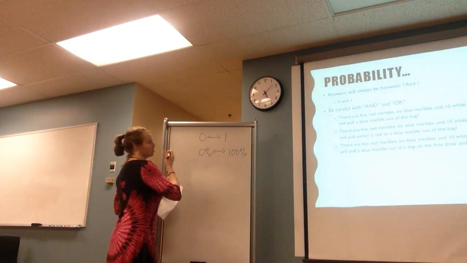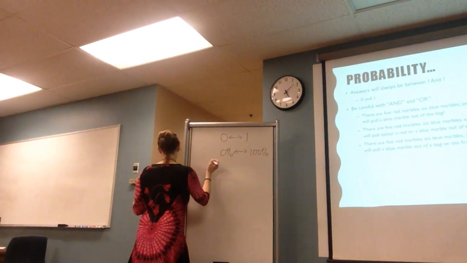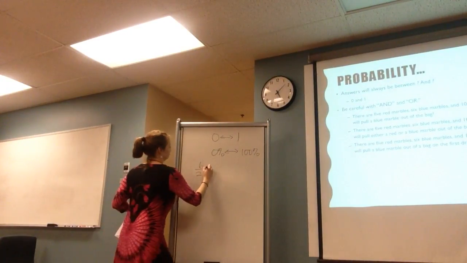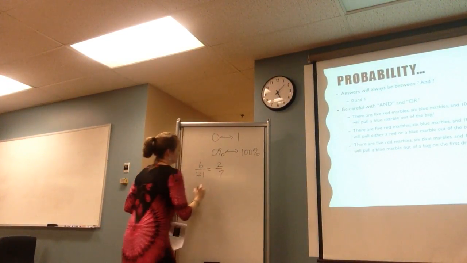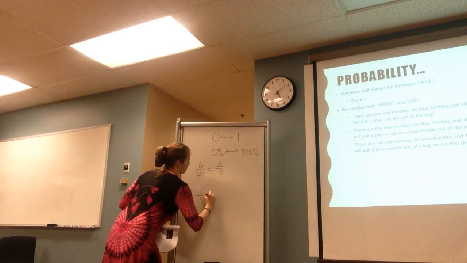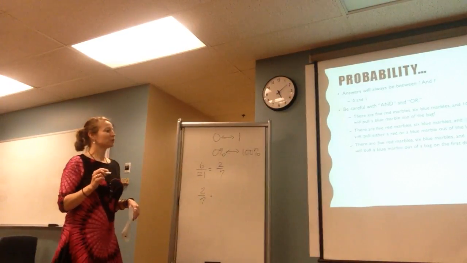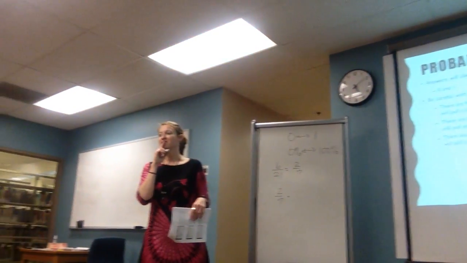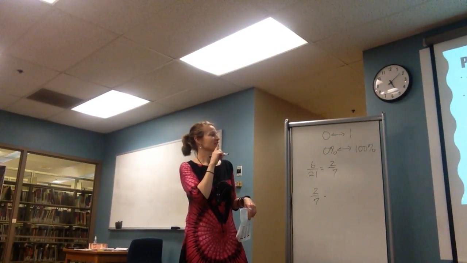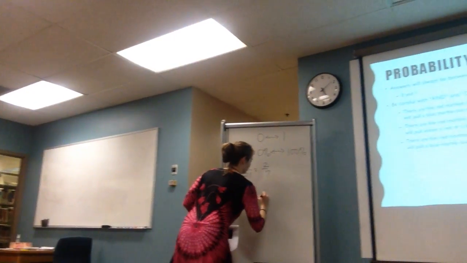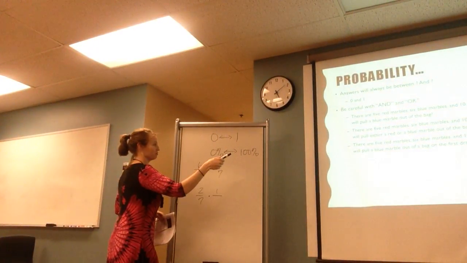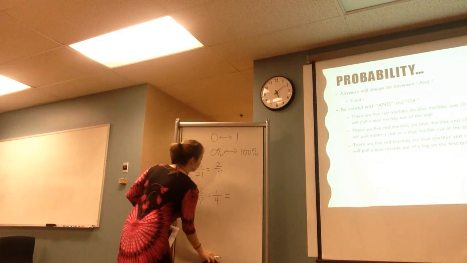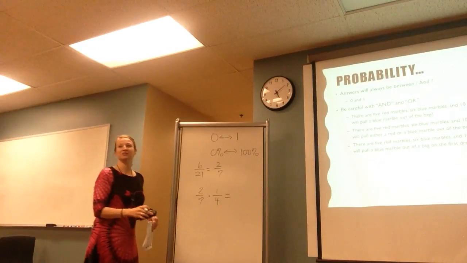Sure, 2 7ths. You can also write it as the original, 6 out of 21. Okay. So if we have 2 7ths, what's the probability that we pull a red marble out on the second draw? Because it's 5 out of 20, right? So what do we end up with? If we have an "and," it means multiply.